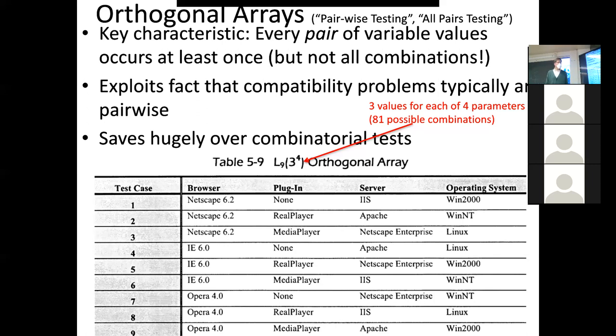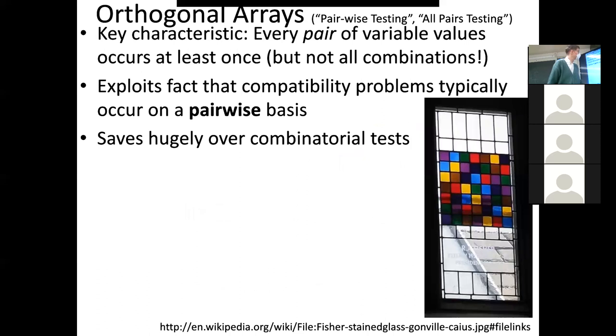Now you may say, well, where do they pull these out of? This is designed cleverly. Every pair of possibilities is in. Every pair of this is in. Every pair of this and this is in here. Every pair of this and this is in there as well, and so on. And so you get all pairs included. They're just chosen in a really clever way. This is called an orthogonal array. It's also referred to as pairwise testing or all pairs testing. Mathematically, it's related to things like Latin squares and so on, which are very interesting mathematical objects for systematically exploring certain spaces. So every pair of values is included at least once, but it's not all combinations.